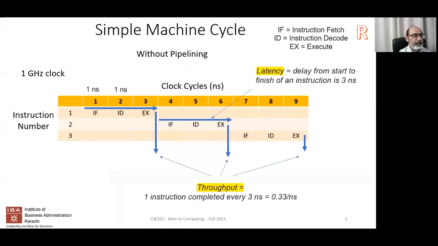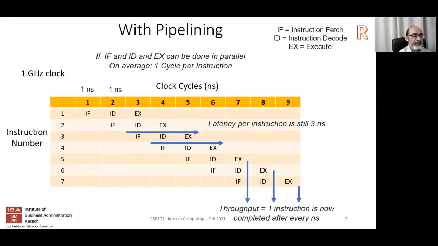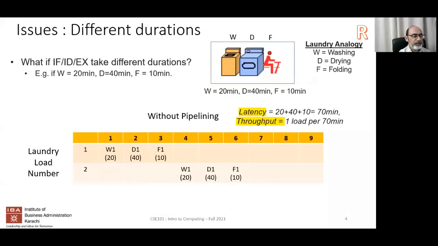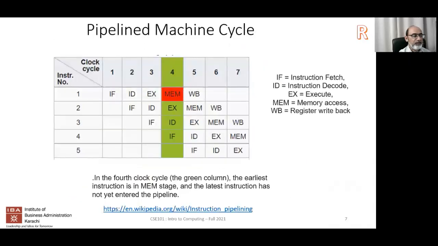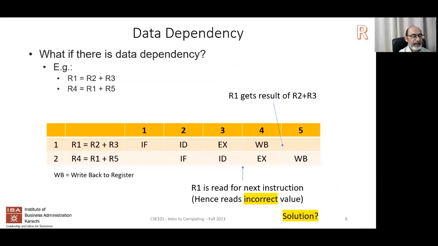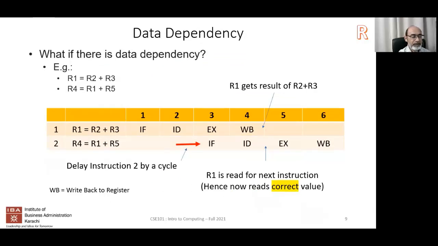So in the last lecture, we looked at the simple machine cycle, where we looked at without pipelining and with pipelining, and we looked at various issues that came up with pipelining. And we looked at two specific examples. One in which the amount of time taken for different parts of the instruction were different. And the second issue was that of data dependency. And we saw how both of these issues could be addressed.